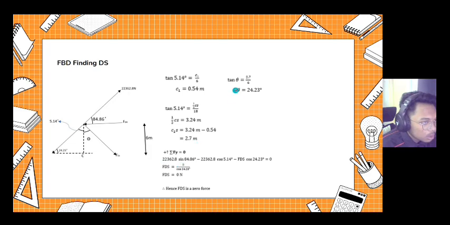So that's the data. We want to find this theta. And then we got 2.7 per 6. The answer is 24.23. So Fy equal to 0: 22,362.8 sin 84.86 degree minus 22,362.8 cos 5.14 degree minus FDS cos 24.23. Hence the FDS is a zero force.